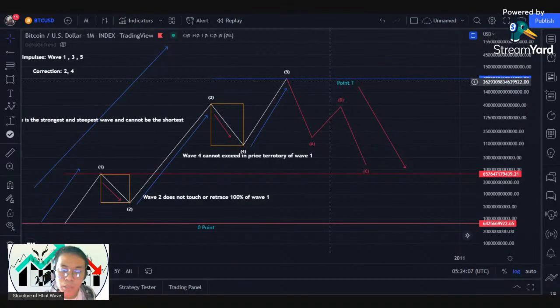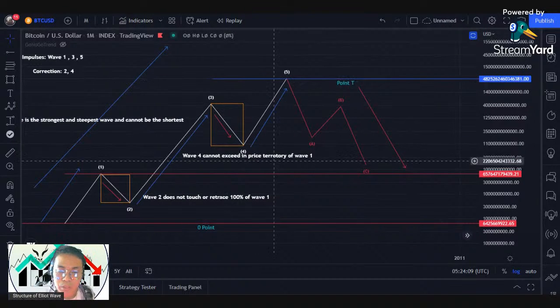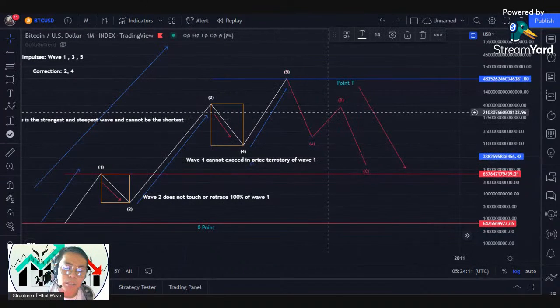In the next video, we will tackle the kinds of impulses, the two kinds of impulses, with the leading diagonals. Okay, where we are going to put our stop loss and take profit.